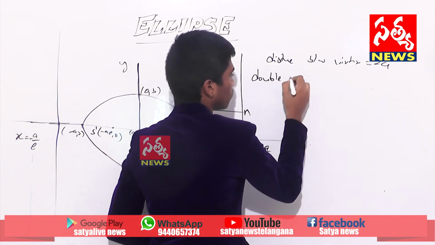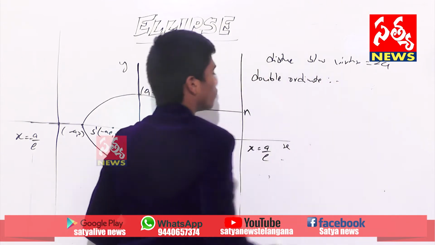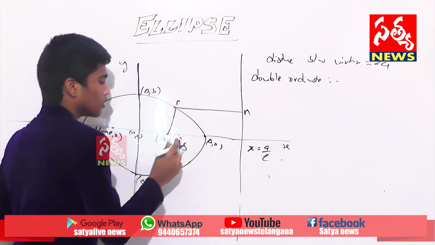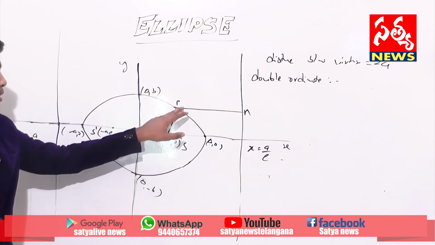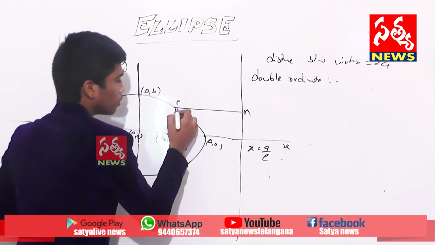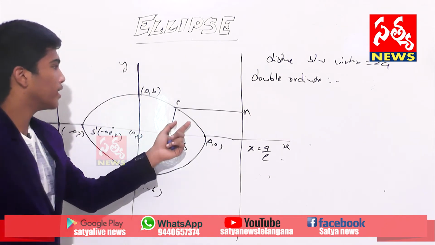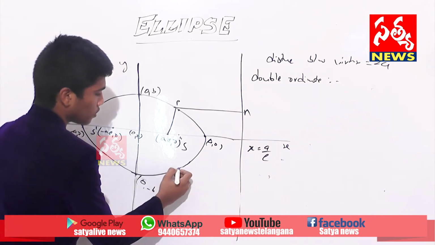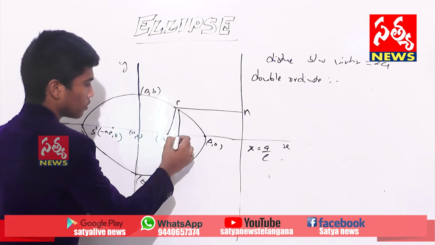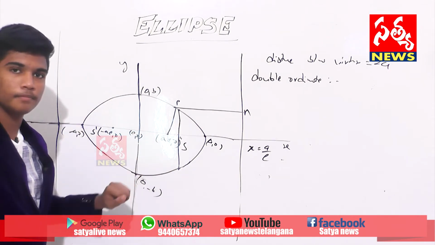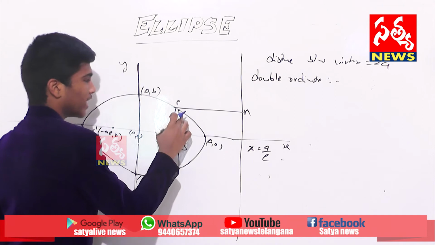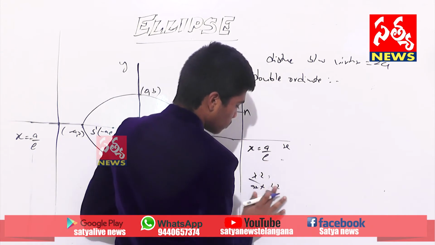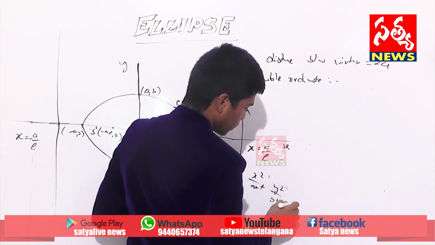And the next comes a double ordinate, which means if there's any point H on the x-axis and the point straight above it which is on the ellipse, this length is known as a double ordinate. If we take the x value as H, we will solve it. Okay. x square by a square plus y square by b square equals 1.